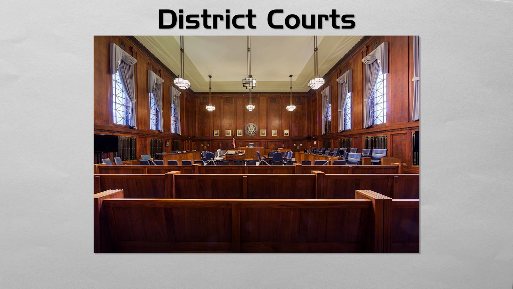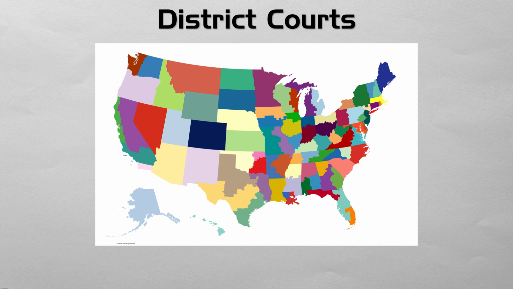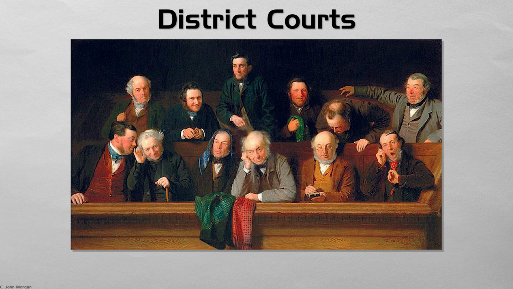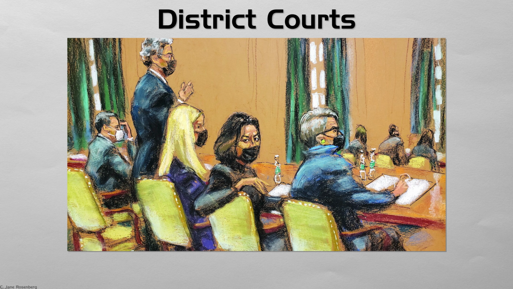a district court. The country is divided into 94 federal judicial districts, including at least one in every state, plus the District of Columbia and certain U.S. territories. Bankruptcy courts operate as units of the district courts. It is at this level that the facts of a case are established and a verdict is reached. For the overwhelming majority of federal cases, the legal journey both begins and ends right here.